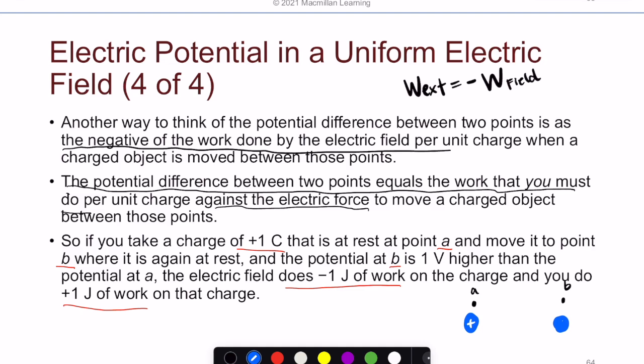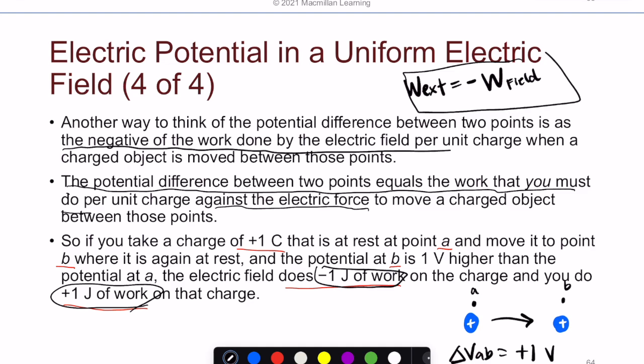or what you know about that area is that the potential difference between A and B is plus 1 volt. Well, that statement can mean 2 things, and they're both equivalent. It means that the electric field has done negative 1 joule of work to move that charge, or that we have done positive 1 joule of work to move that charge. Okay, they're equivalent statements because of the negative sign there, right? Because work done by the field is negative of external work and vice versa. They're related by a negative sign.